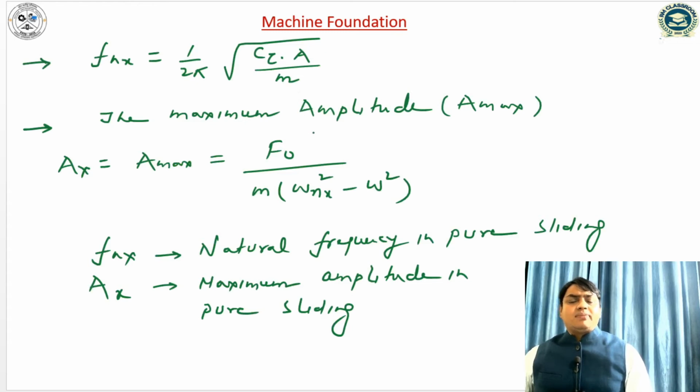And the maximum amplitude can be written as F naught divided by m into omega nx square minus omega square, or we can also write F naught divided by m omega nx square into 1 minus r square, because if I take omega nx square common, it will be m omega nx square into 1 minus omega by omega nx whole square, and omega by omega nx is the frequency ratio, so we can also write this expression in terms of frequency ratio.